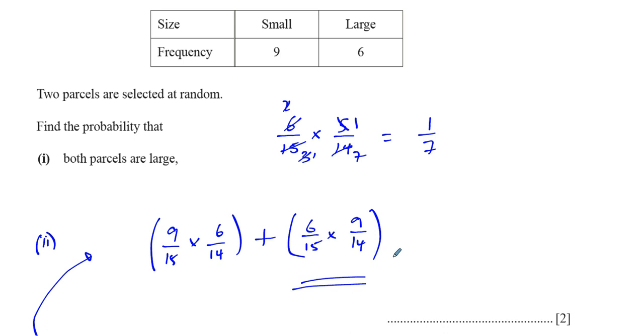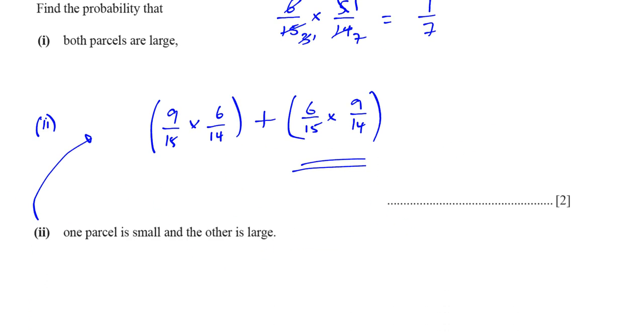So this is the outcome that many, many people forget about. Okay? And what you'll notice is 6 over 15 times 9 over 14 gives you the same answer as 9 over 15 times 6 over 14. So what we could have actually done instead of this is we could have said, okay, let's take 2 times 9 over 15 times 6 over 14. We've got 2 of them.